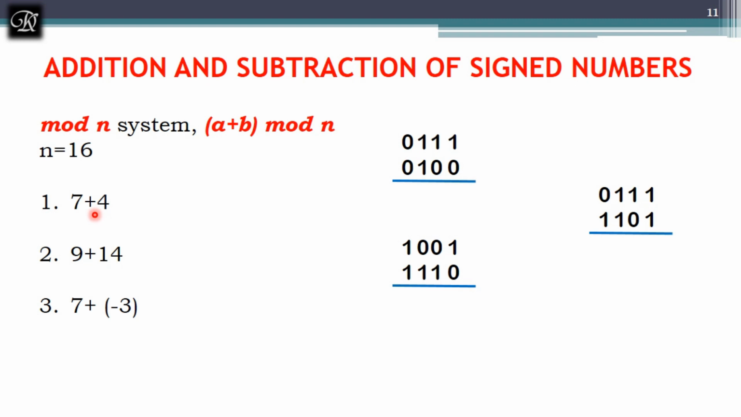The binary version of 7 is 0111, and 4 is 0101. The addition is very simple. 1 and 0 is 1, 1 and 0 is 1, 1 and 1 is 0, and the carry goes to be 1. So now the answer is 1011.